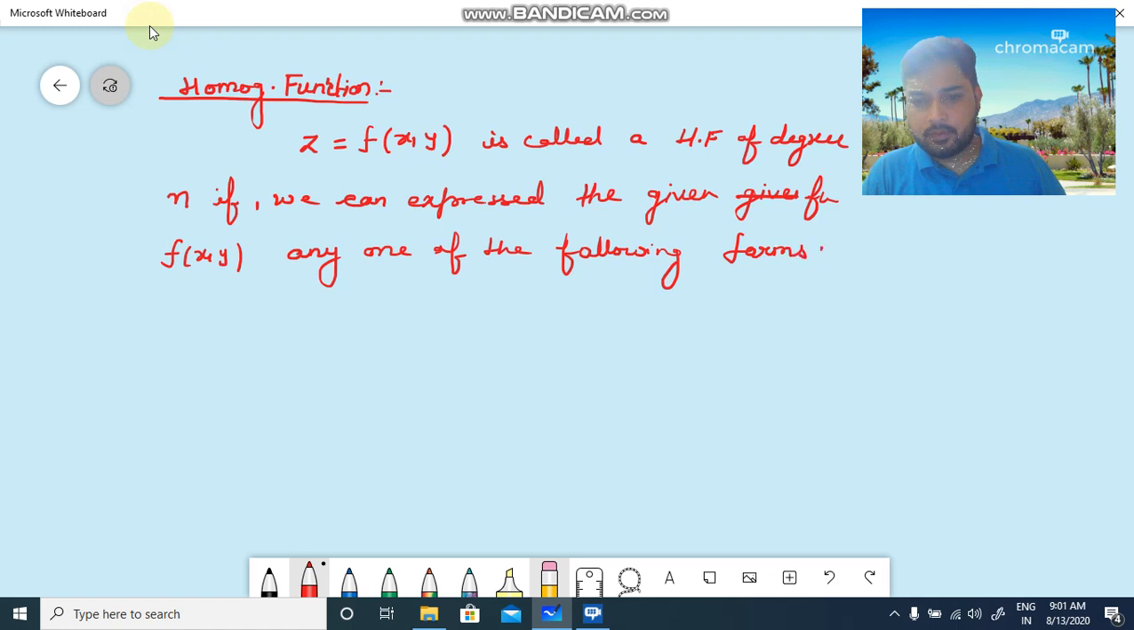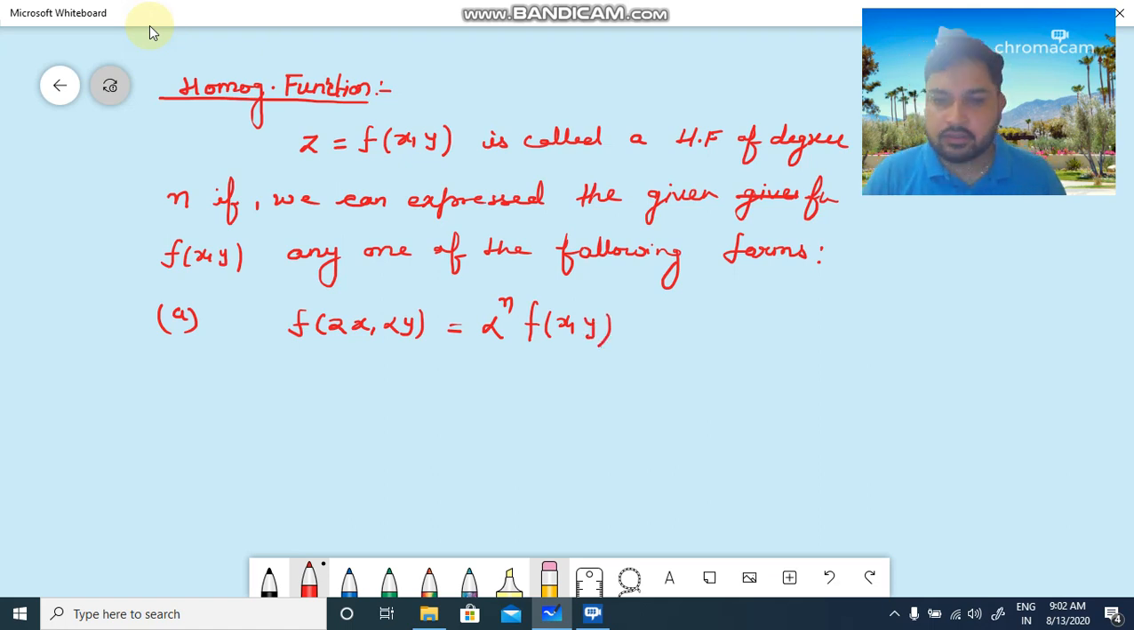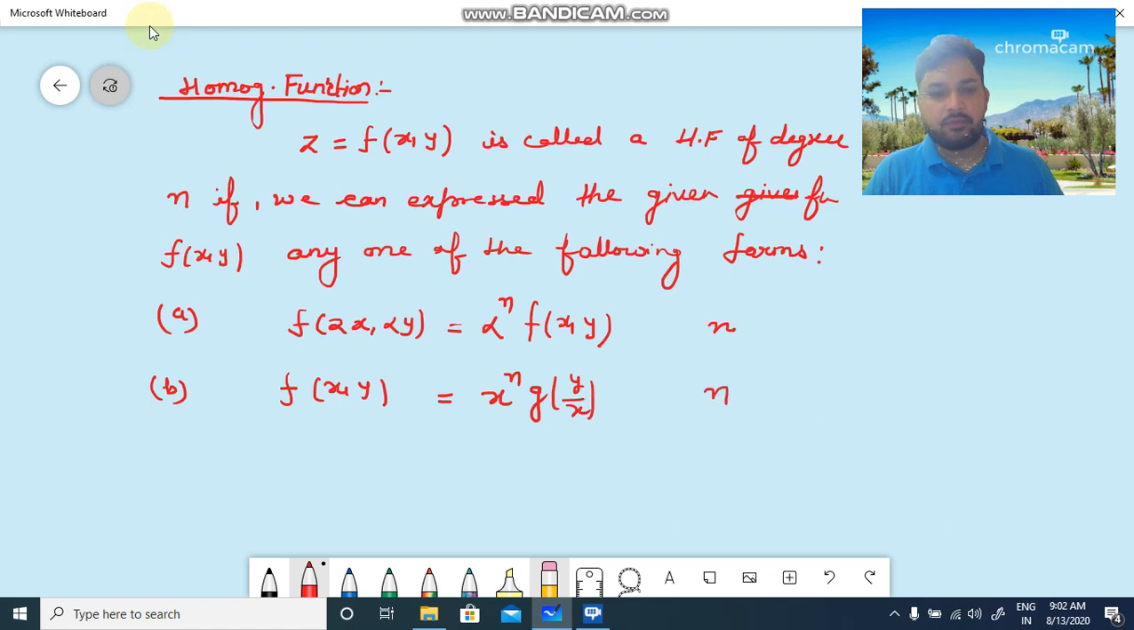Okay guys, so the first form is: if we can prove that f(αx, αy) is equal to α to the power n times f(x, y), then we call f(x, y) a homogeneous function of degree n. If I can express f(x, y) as x to the power n times g(y/x), then also we call this a homogeneous function of degree n.